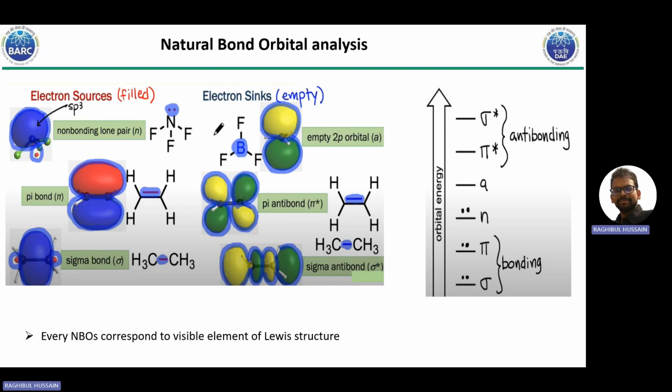Okay, and if it is a sigma anti-bonding, you see that this lobe has come to this side, and a smaller lobe has come inside. And this is a pi anti-bonding. You see it is showing diagonally, and an empty orbital will show like this. If you do the energy ordering, the energy of the orbitals will go up like this: sigma, then pi, then lone pair, then pi star, then sigma star. Okay.